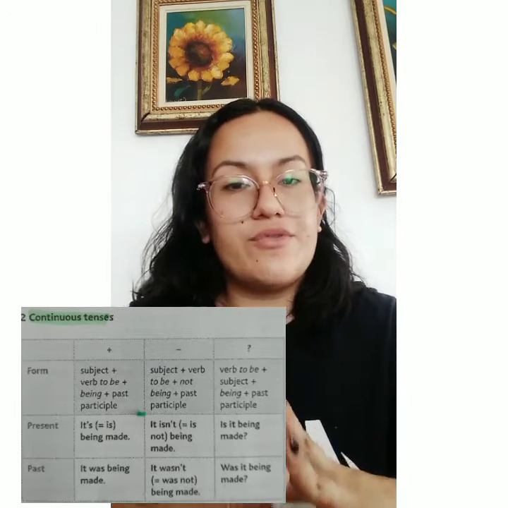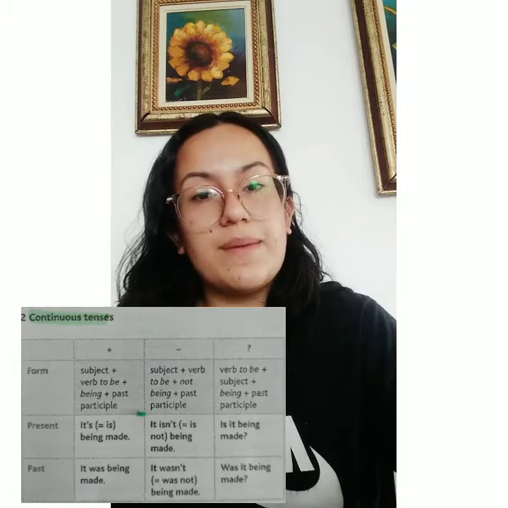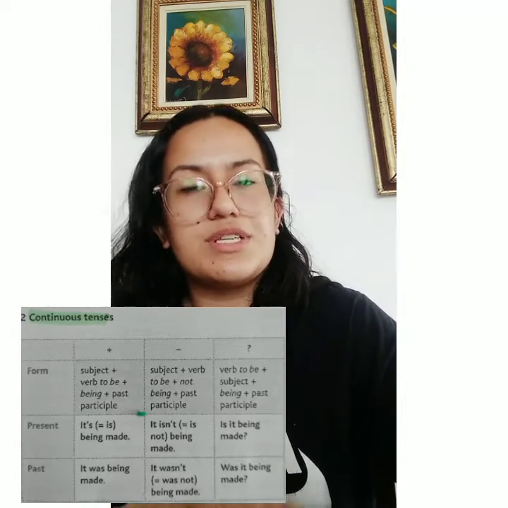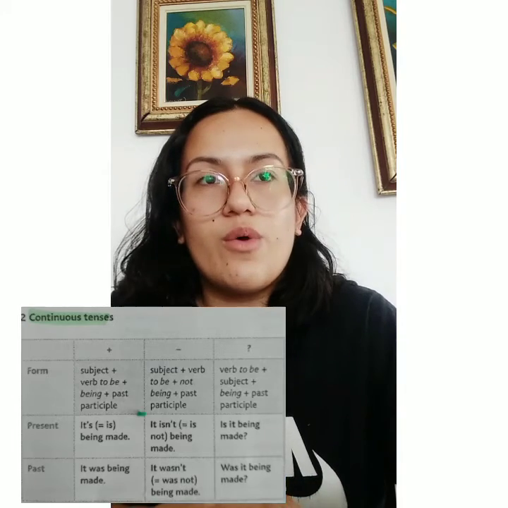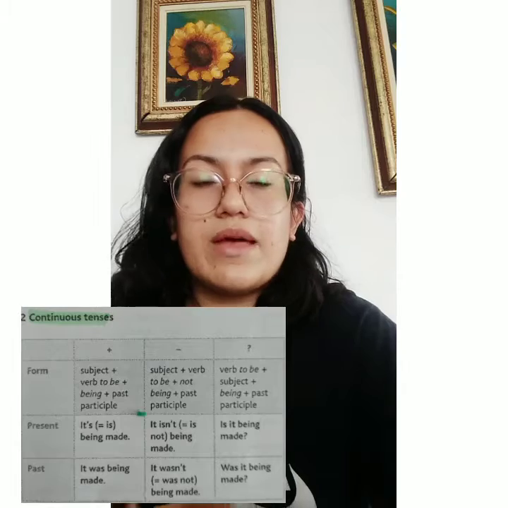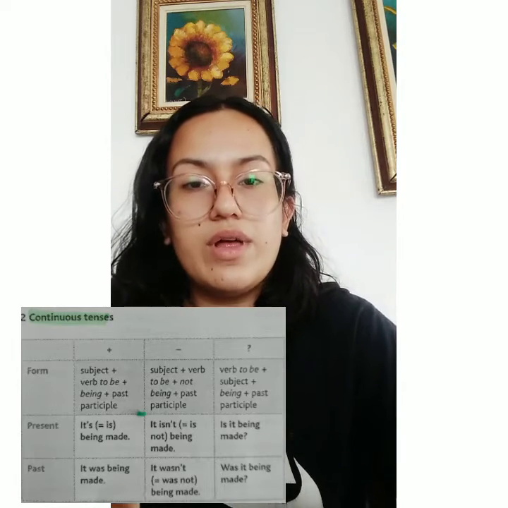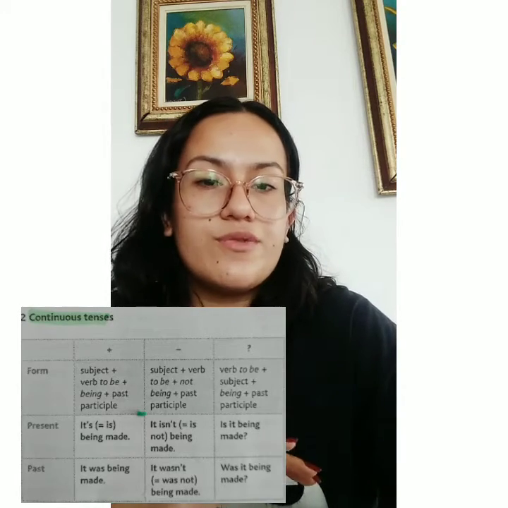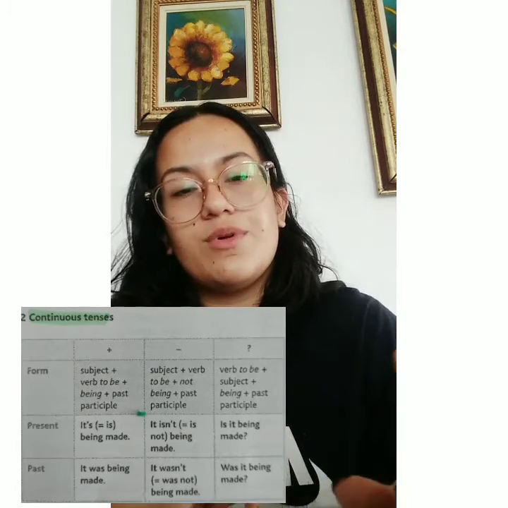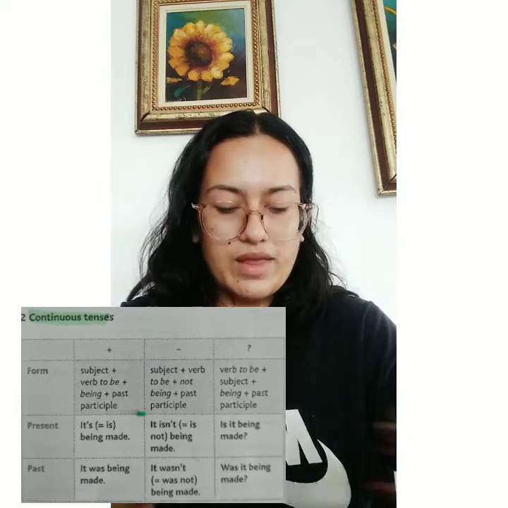For the positive form, we have subject plus verb to be plus the word being plus the verb in past participle. In the negative form, we have subject plus verb to be plus not plus the word being plus the verb in past participle. And in the interrogative form, we have the verb to be plus the subject plus being plus the verb in past participle plus question mark, of course.